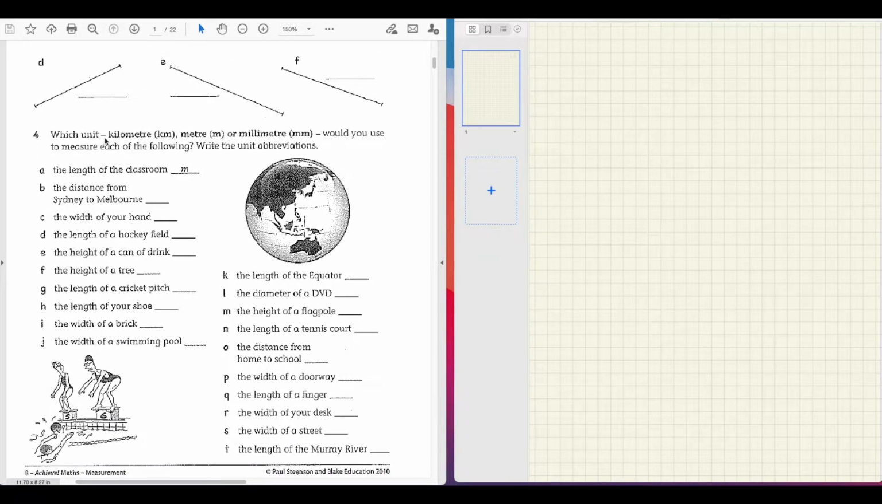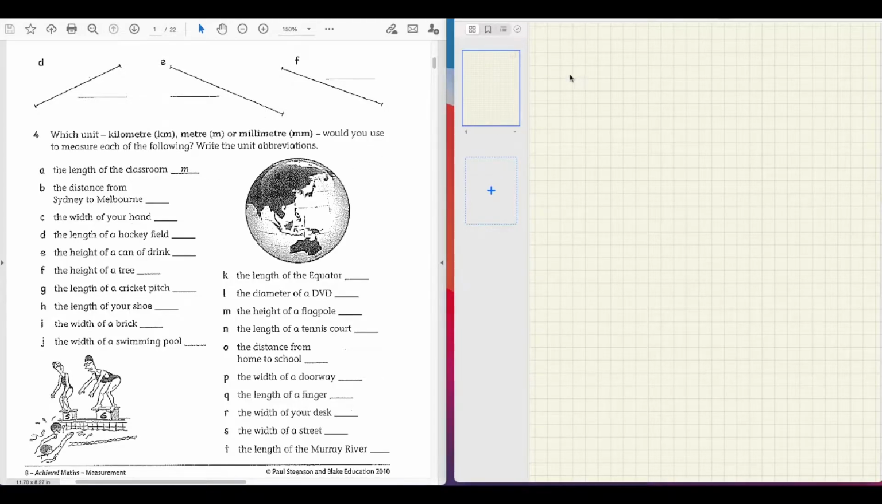Question 4 says, which unit, kilometer, meter, or millimeters would you use to measure each of the following? Write the unit abbreviations, okay? When it says unit abbreviations, they're referring to the km, the m, or the mm. As you can see, the length of the classroom. Now, it would be a bit strange to measure the length of the classroom in kilometers because no classroom is really that big. Or millimeters. If we use millimeters, then it's just going to be a very, very big number. So I'm going to go through some examples and I will let you do the rest, okay?